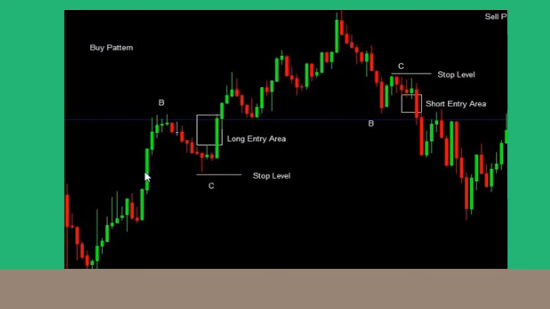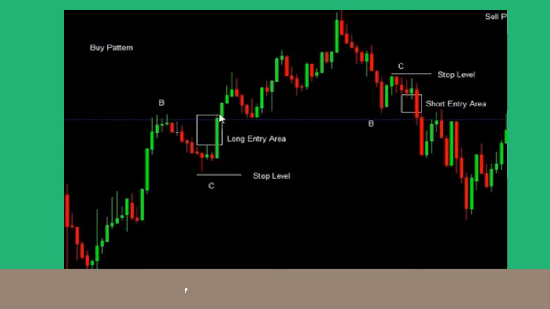The basic entry criteria is that you're looking to enter somewhere between C and B. Of course, if you enter too early in C, we don't know if this is just going to continue down. So usually I'll wait for some sort of pop above this consolidation. We can see this is moving within a channel down, and then we get this pop above. So this is the long entry area.